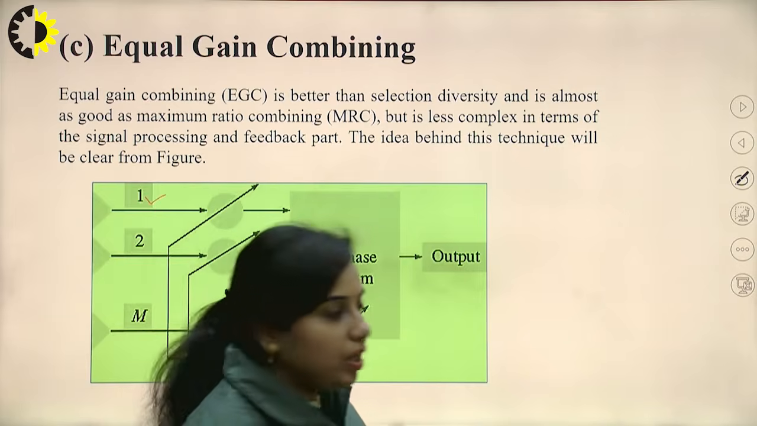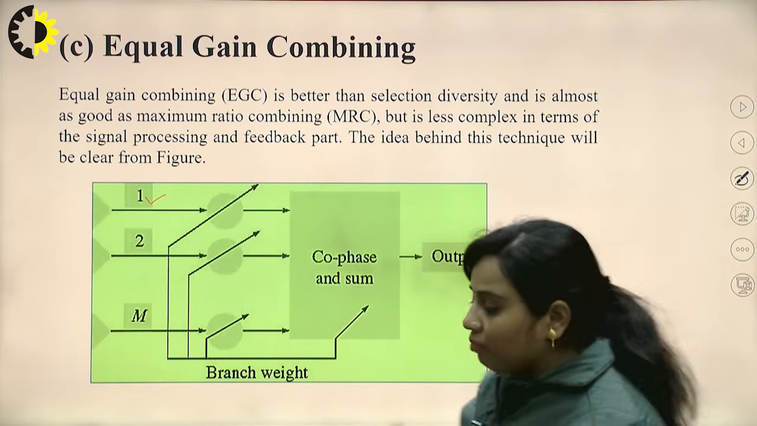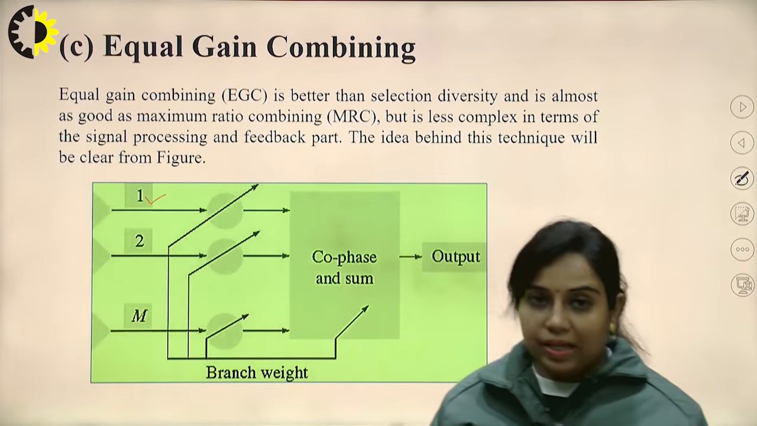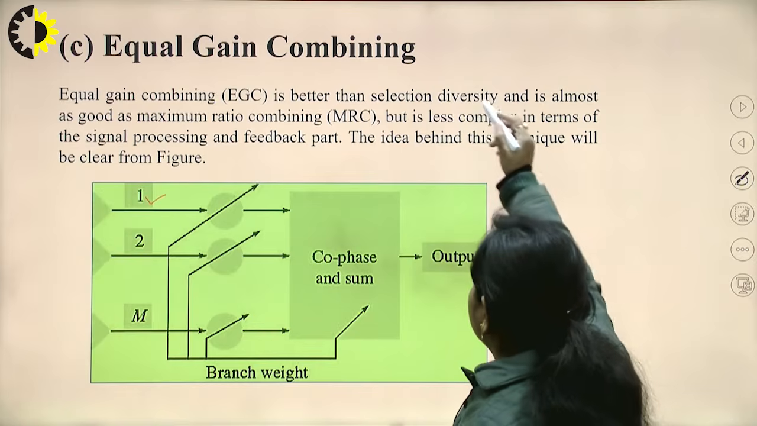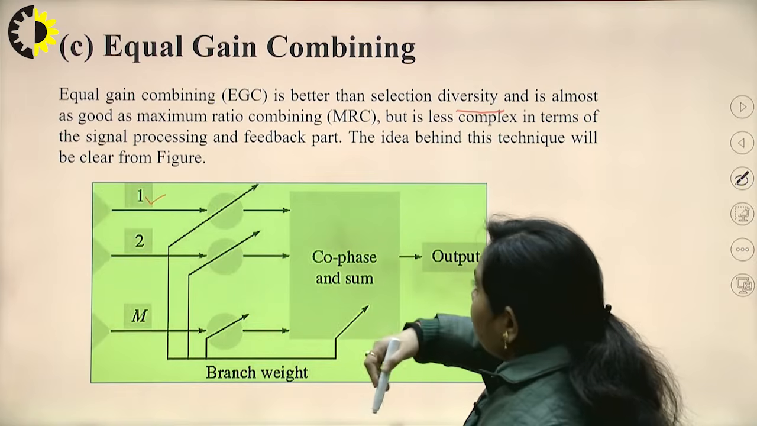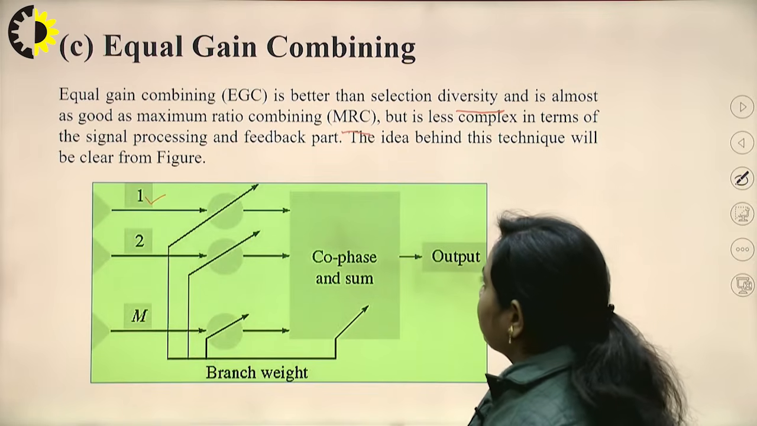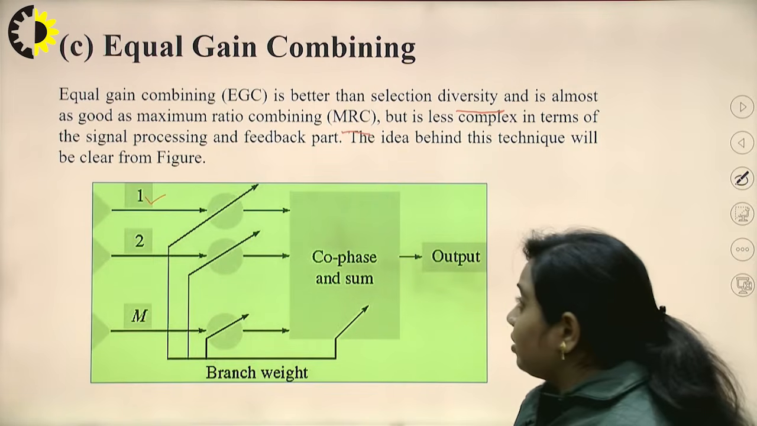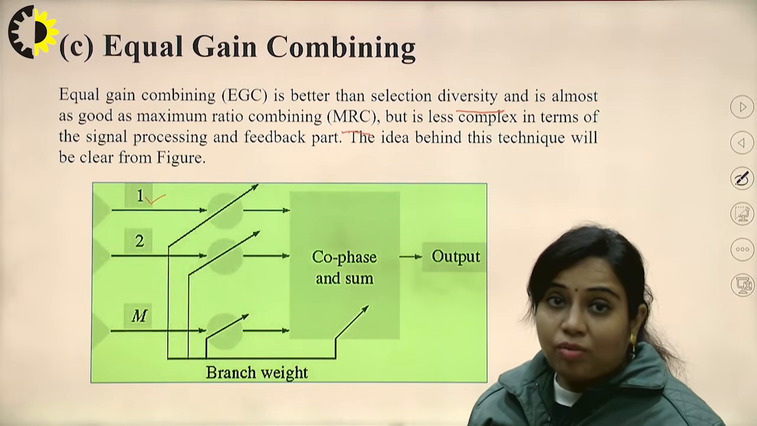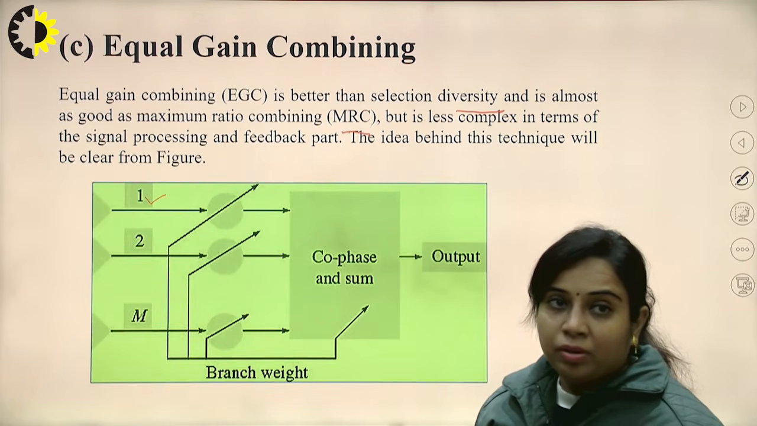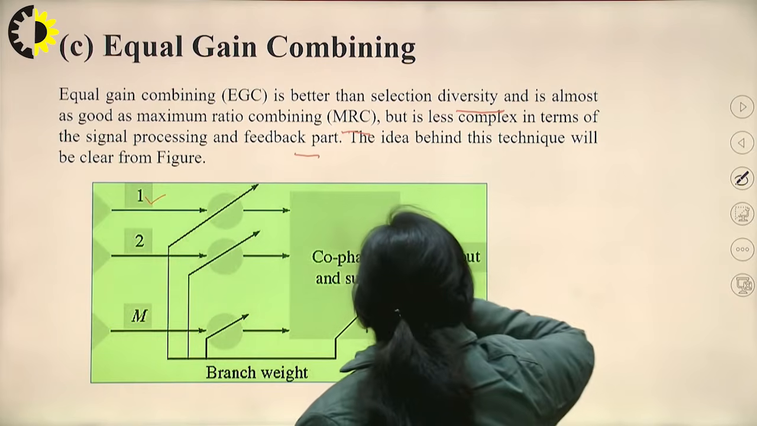Next one is the equal gain combining. That is also a kind of selection combining. In this case, equal gain combining is better than the selection diversity and is almost as good as maximum ratio combining. It is better than selection diversity, and almost as good as maximum ratio combining, but it is less complex in terms of signal processing and the feedback part.